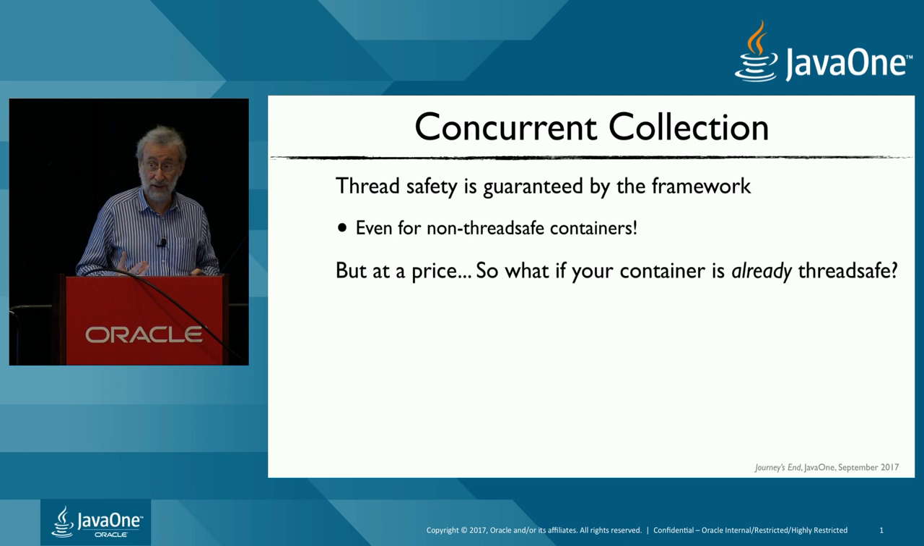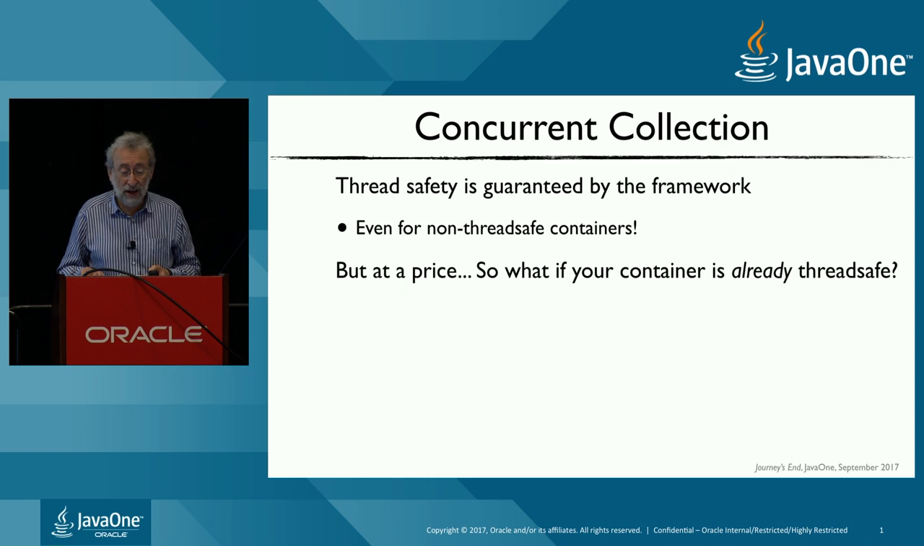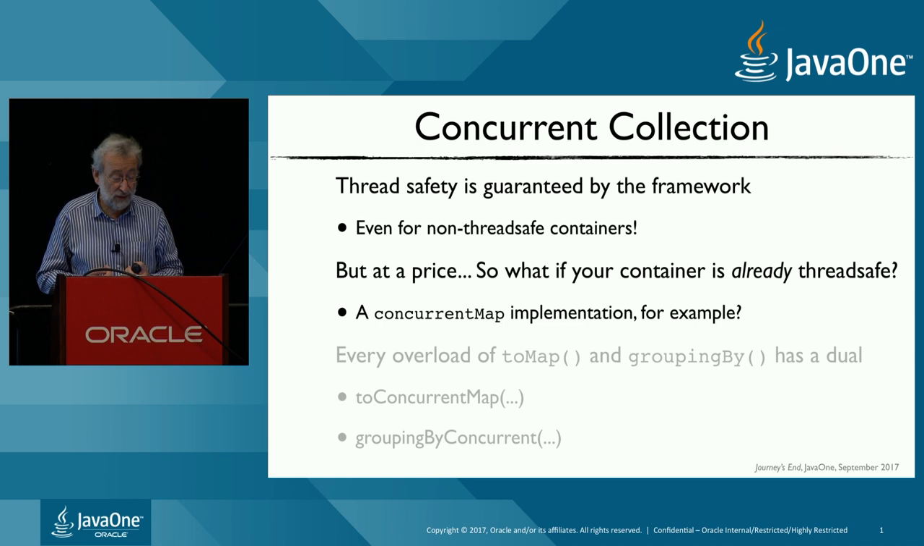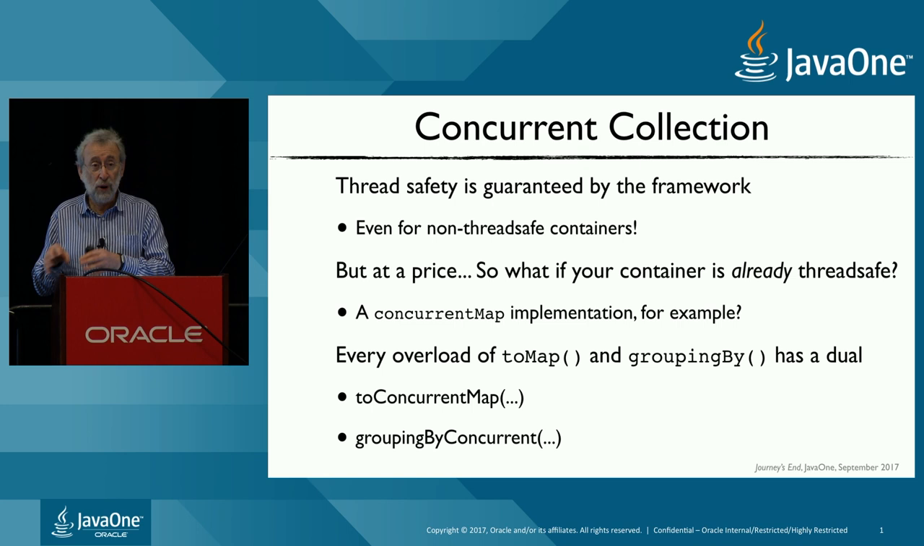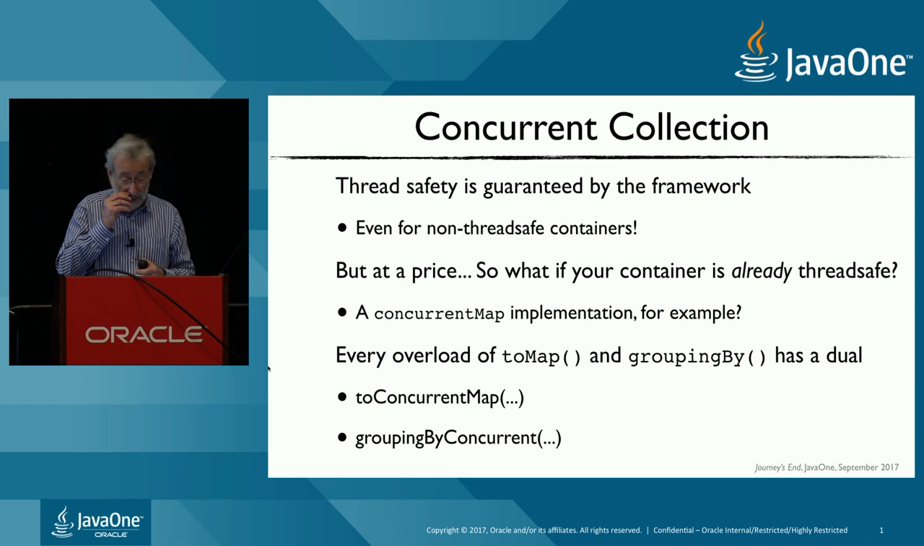And so grouping by and to map all have these extra overloads that allow for concurrency. Every overload of to map and grouping by has a dual, to concurrent map and grouping by concurrent. And in that way, you don't have to pay twice. If you already know that your collection is going to be thread safe, then you can take advantage of that.